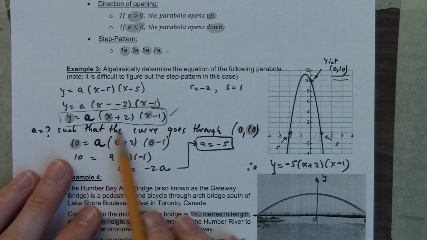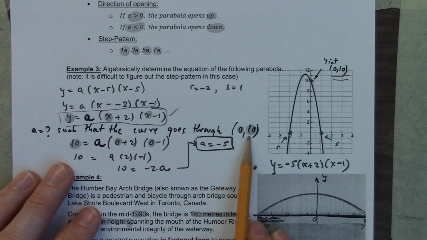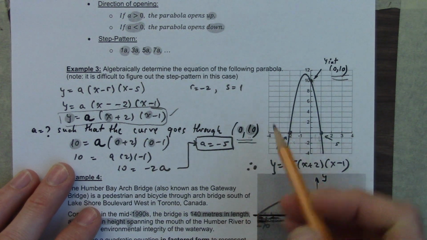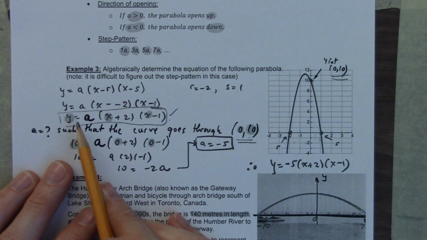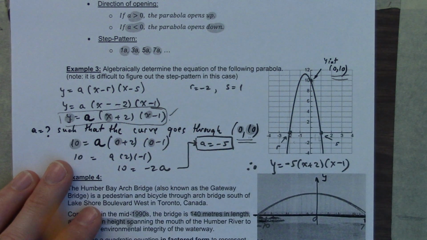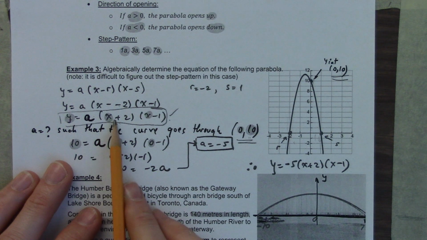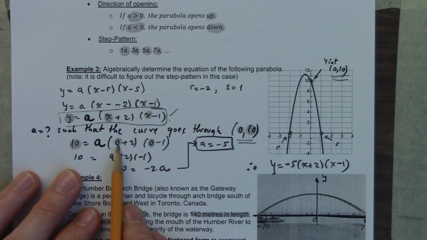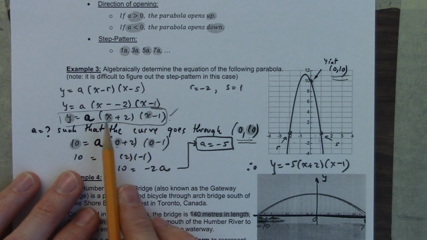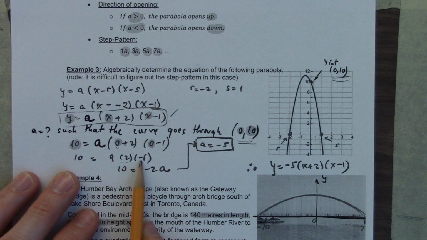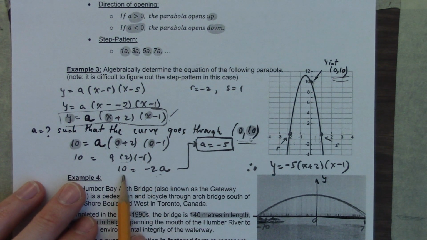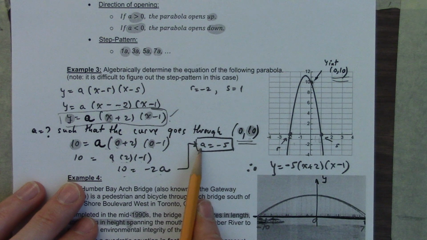We take that point on the curve, 0, 10, and we substitute it into the formula that we've just determined, where 10 is going to be y, and 0 is going to be x. 0 is also a nice number to work with. We then solve for A. Plug in 0 for x, 10 for y, solve for A. So we get A times 2 times -1. We get -2A equals 10. A is equal to -5.